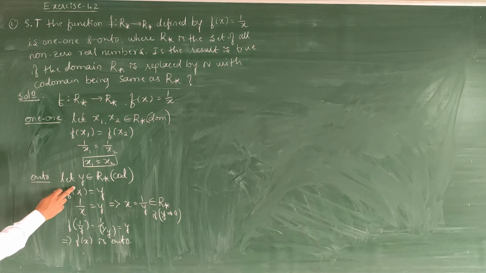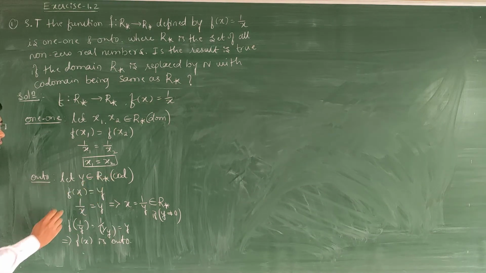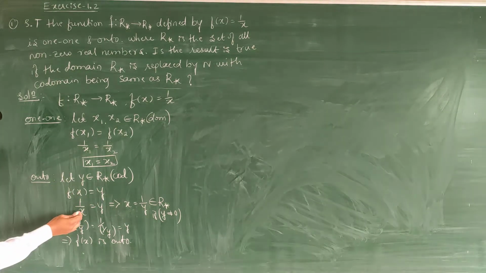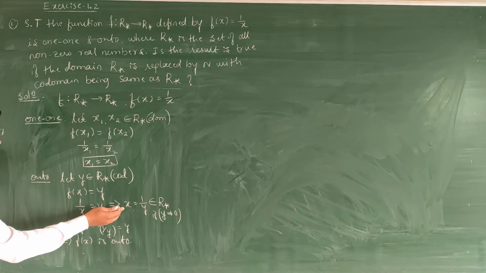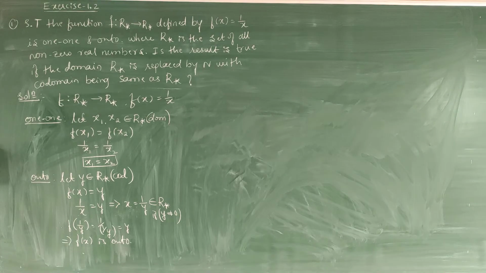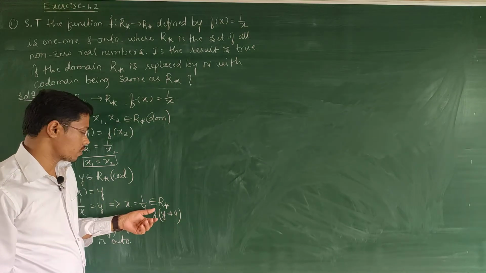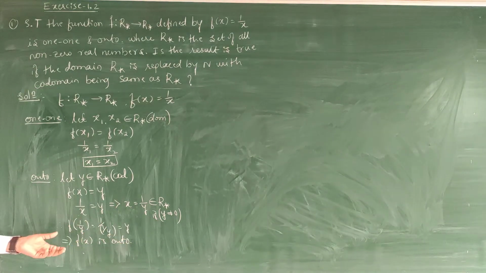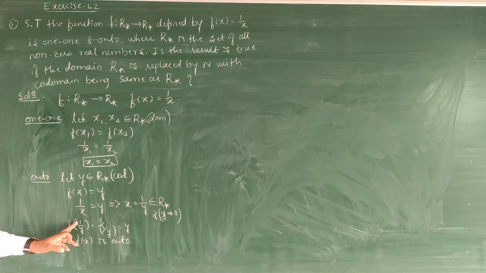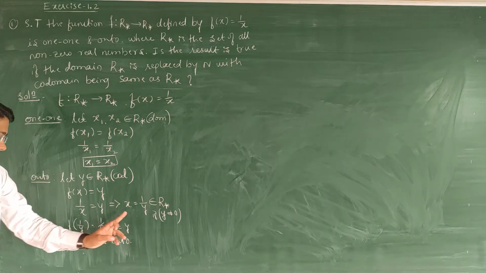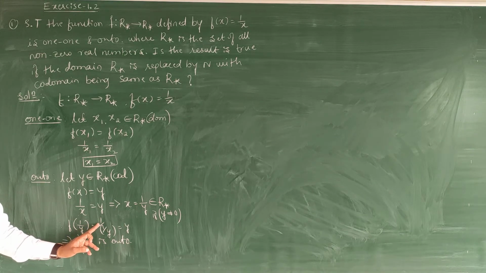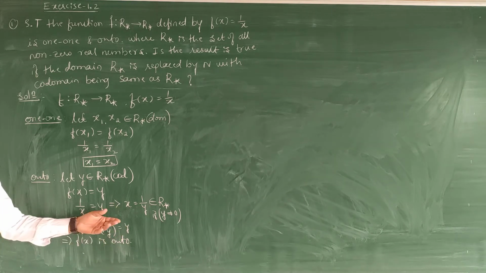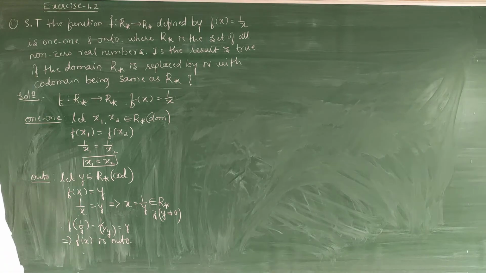Then onto: let y belong to R star, the codomain, f of x equal to y. F of x means 1 by x equal to y. So x equal to 1 by y belongs to R star. If y is not equal to 0, since 1 by 0 is not defined, we put the condition y is not equal to 0. Then cross check: f of x is 1 by y, which is 1 divided by 1 by y, and y will come in the numerator. So f of x is onto, right?